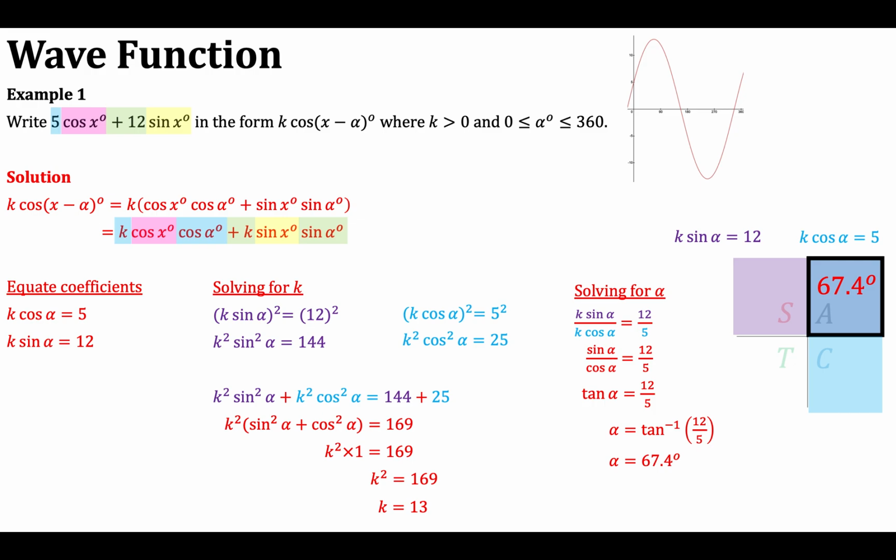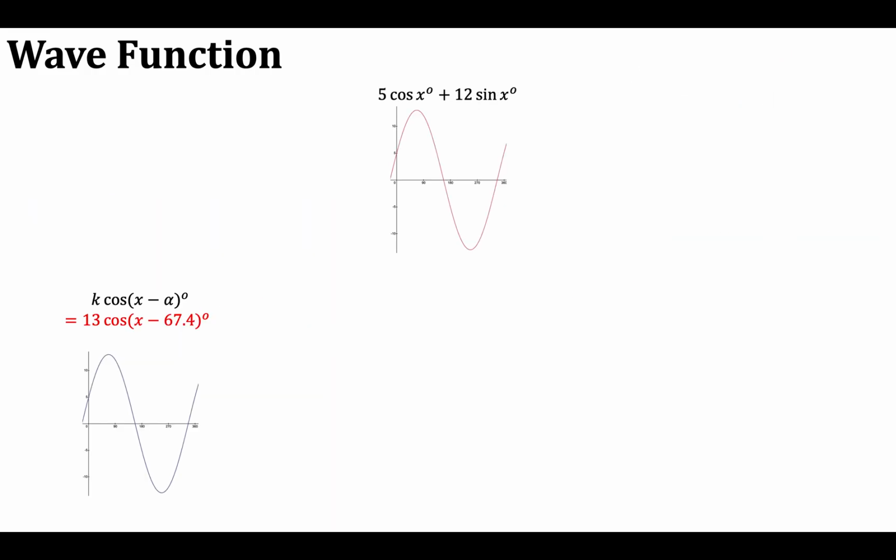And we now have all of the information that we need to write 5 cos x plus 12 sin x in the form k cos of x minus alpha. So that is 13 cos of x minus 67.4. And you can see if I go straight to plotting the graph of 13 cos of x minus 67.4, that we get exactly the same graph.